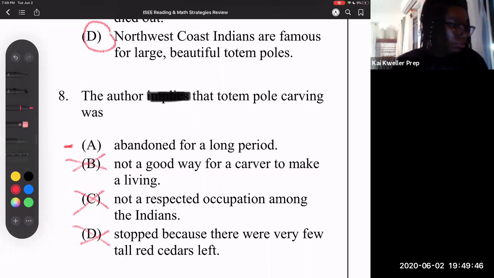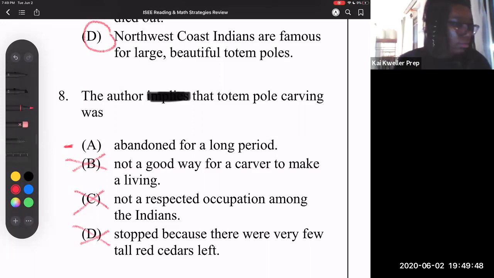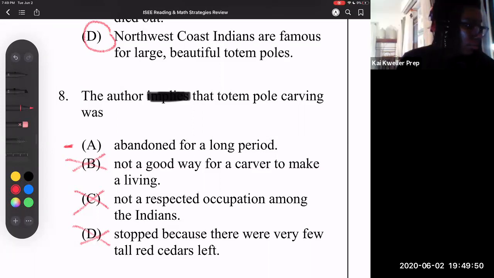The author, write 100%, says that totem pole carving was. I guess grammatically you should say 100% said, right? I don't care. As long as you say 100%, as long as you get a definitive answer, that's all that matters. All right. So that's how we got that the answer was, in fact, A.